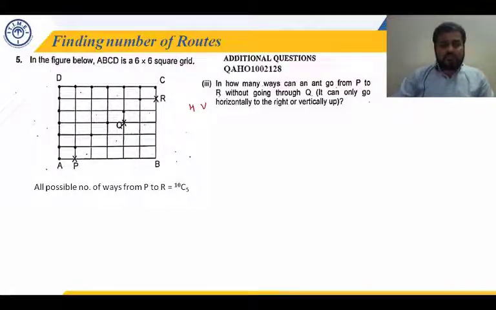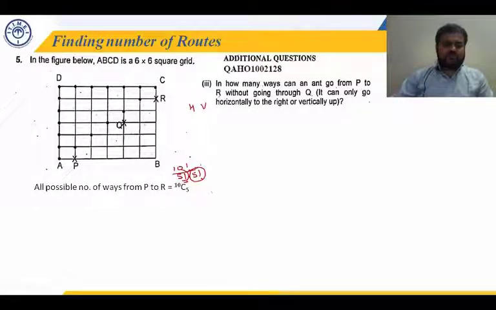So basically, 5 horizontal and 5 vertical steps, not ways. So there are a total of 10 steps. So it will be 10 factorial divided by 5 factorial into 5 factorial. This 5 is for 5 horizontal steps, which are all identical, and this 5 is for 5 vertical steps, which are all identical. And this can also be written as 10C5.